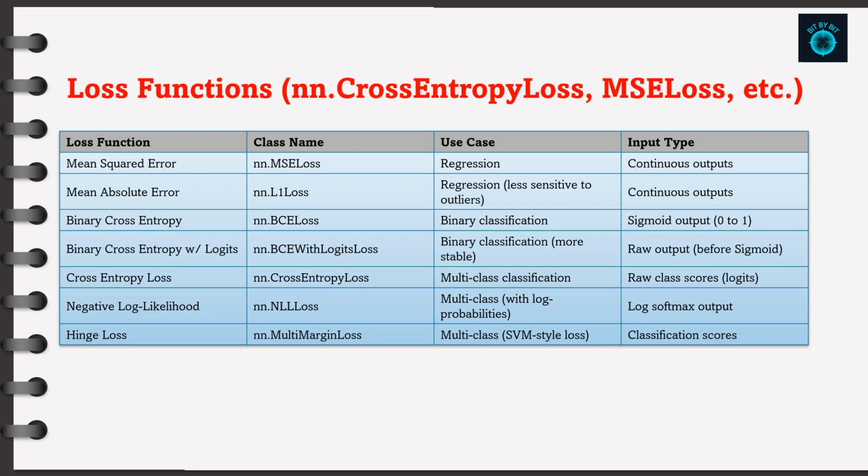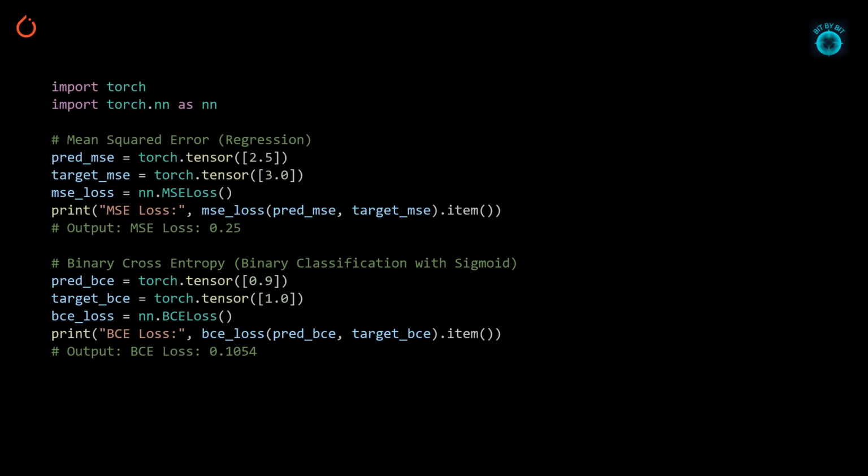nn.MultiMarginLoss is a hinge-style loss, often used with SVM-like classifiers. Understanding which loss to use is critical for getting correct and stable training behavior. Next, we'll demonstrate a few of these loss functions with example code. Let's see how to use some common loss functions in PyTorch through real examples.